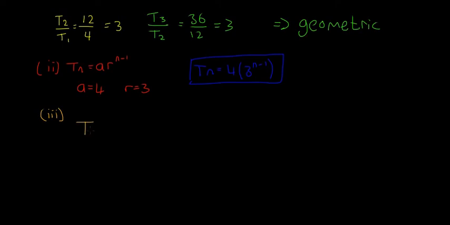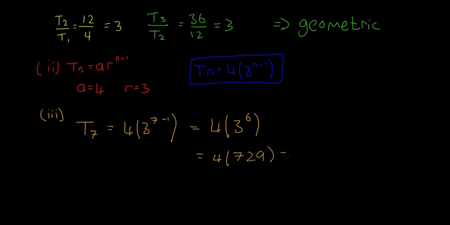So t of 7 is equal to 4 multiplied by 3 to the power of 7 minus 1. That's equal to 4 multiplied by 3 to the power of 6, and you're probably going to have to use your calculator for that. 3 to the power of 6 gives us 729. So it's 4 multiplied by 729, and that is equal to 2,916.